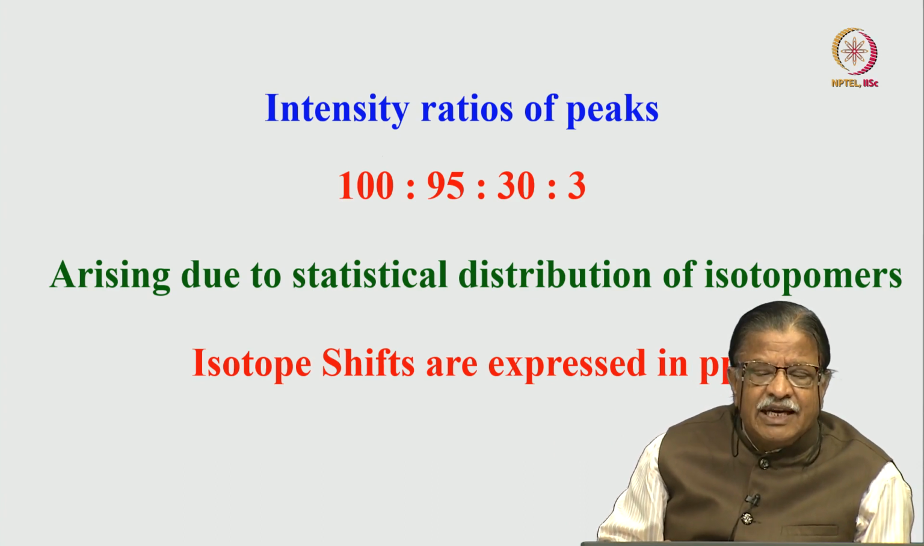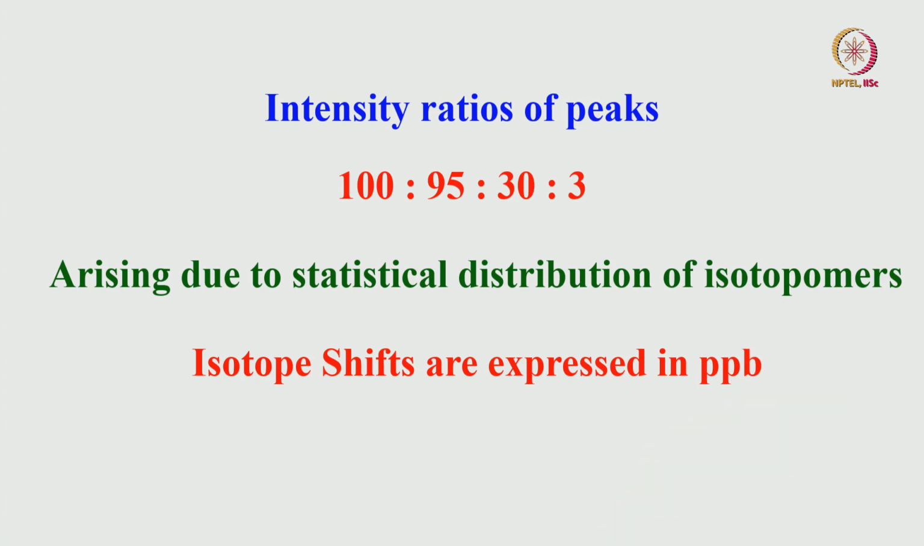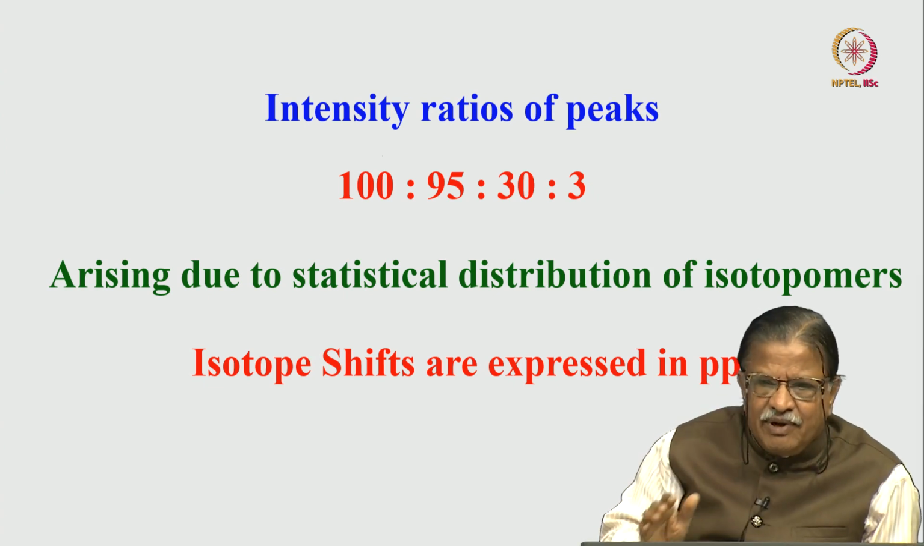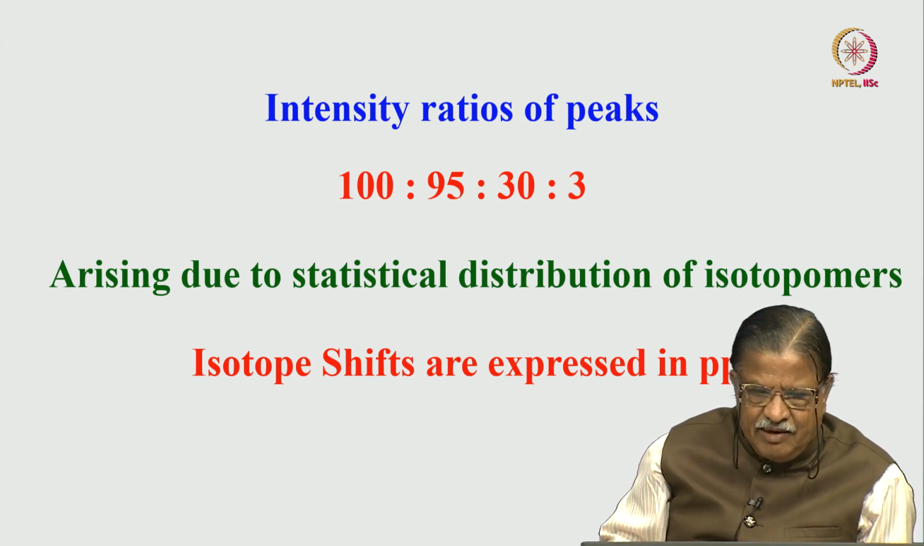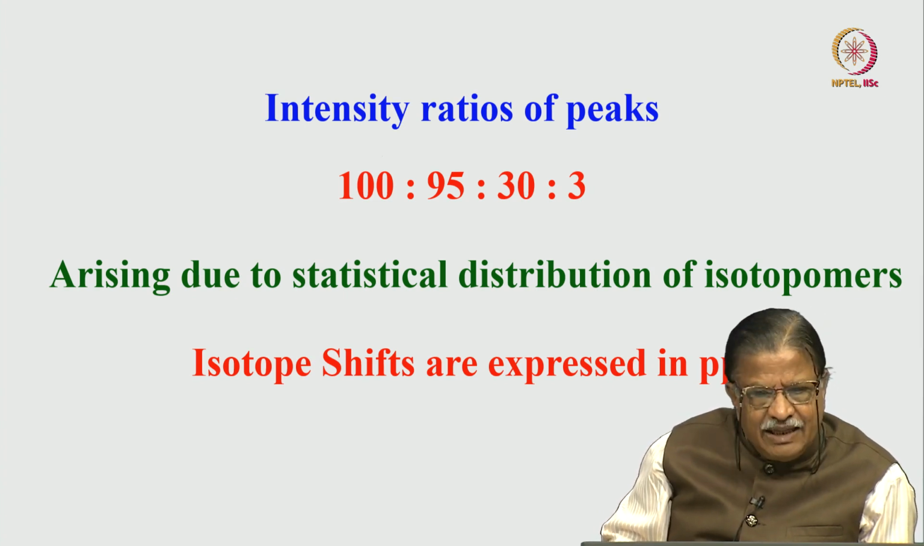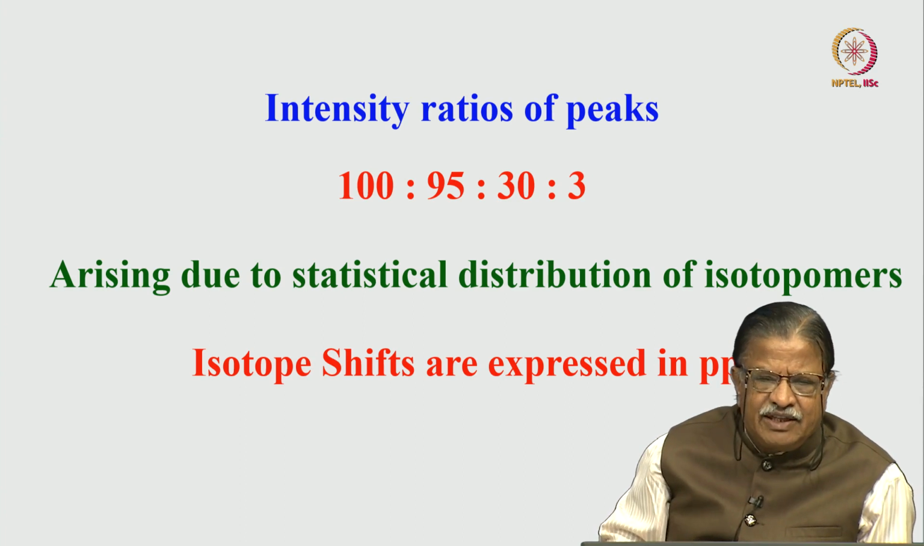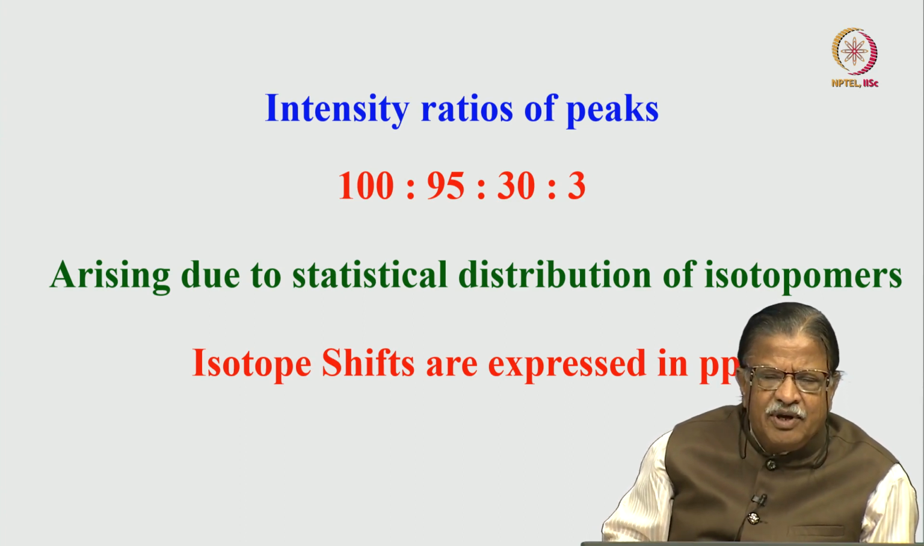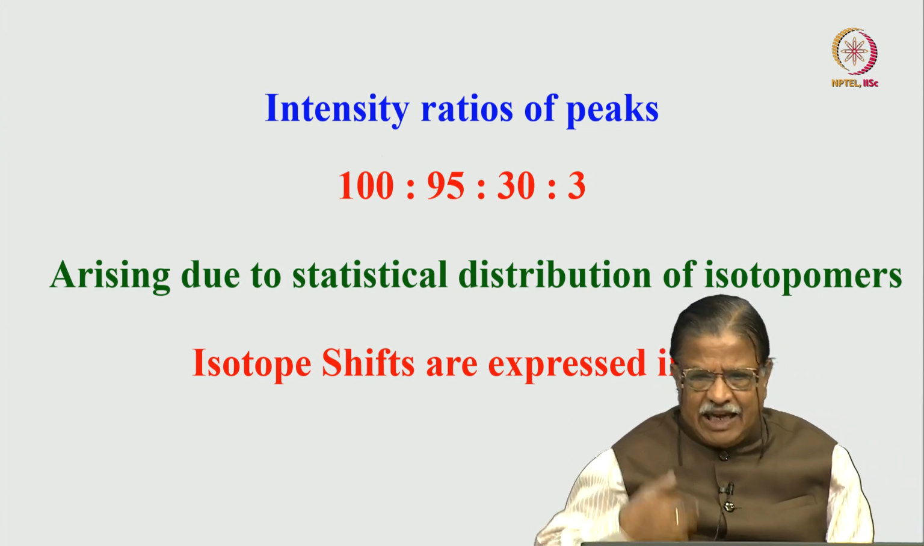Isotope shifts are always expressed in ppb, and this is what you are going to see. It is a very dominant isotope effect on fluorine. So I took 2 examples, and CFCl3 is another example where I showed that the statistical distribution of populations gives rise to this. The time is getting up.